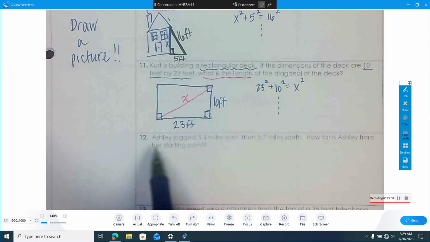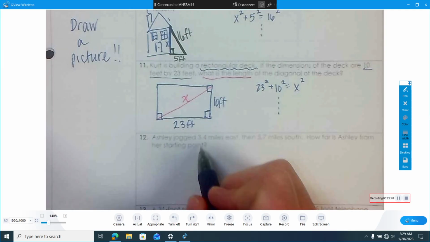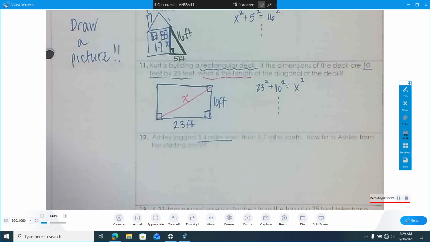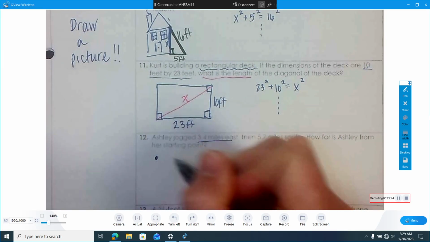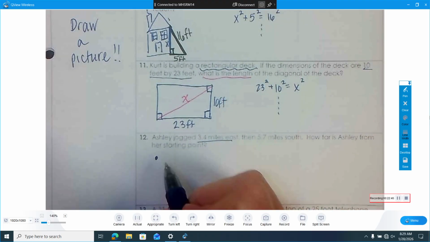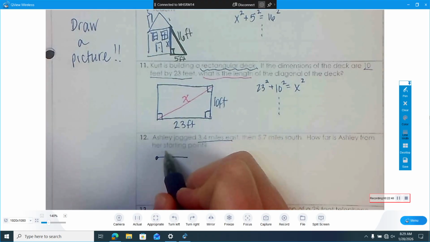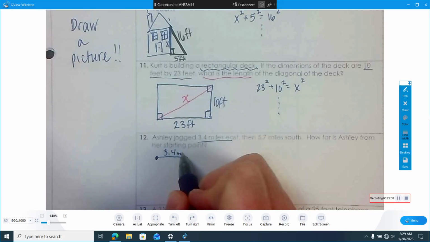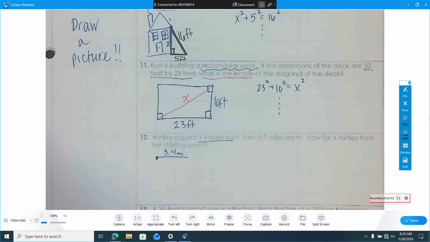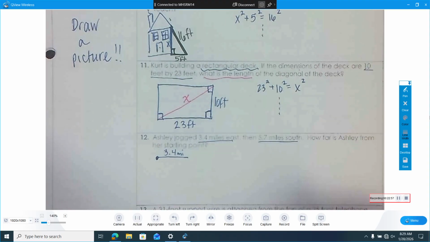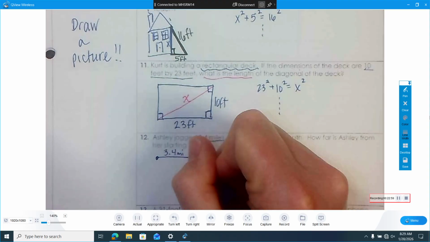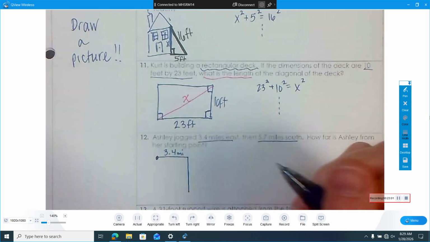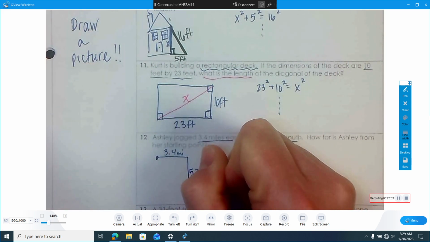All right, number 12. Ashley jogged 3.4 miles to the east. So here's Ashley right there. She started, and she jogged 3.4 miles east. So 3.4 miles, and she went eastward. And then 5.7 miles south. So south would be straight down. So there we go, 5.7 miles south.